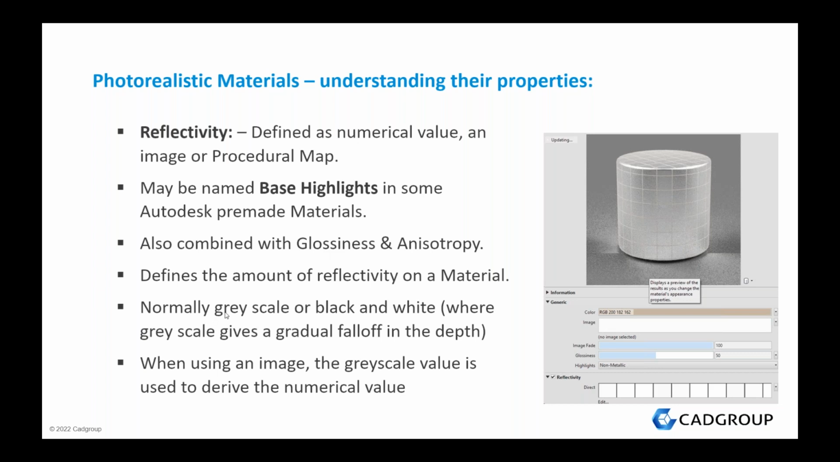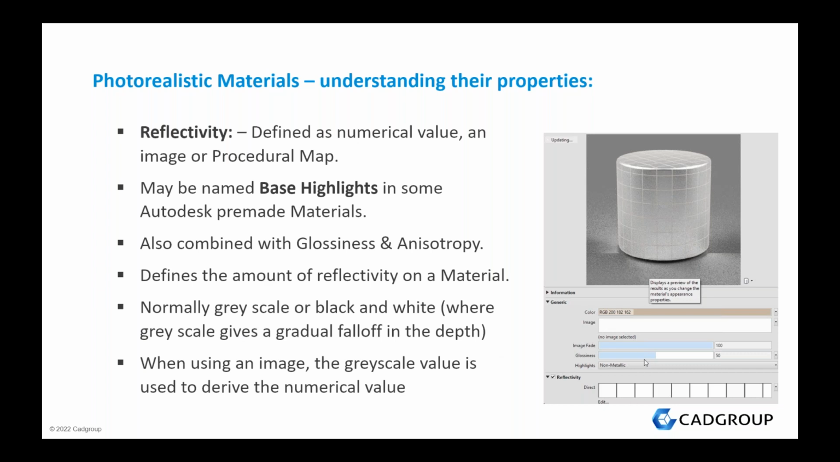So you would normally use a grayscale or a black and white image, depending again on whether you wanted to have sharp delineation between the bits that do or don't reflect light, or if you wanted gradual. So it depends on the actual object that you're trying to represent, or again, you can use just a standard numerical value, which defines the amount of reflectivity constantly.